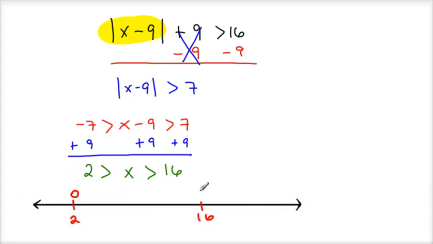Okay, open circle on both of these. It says x is less than 2, going this way. x is greater than 16, going this way. So any solution less than 2 works, up to and not including 2. Any solution for 16 or greater also works, and so on.